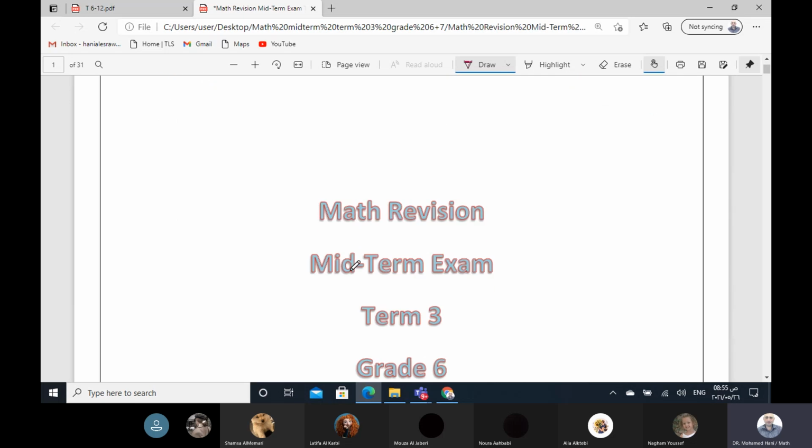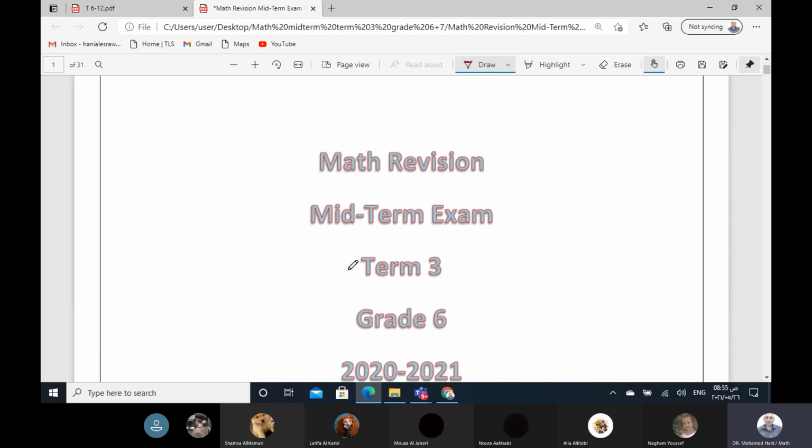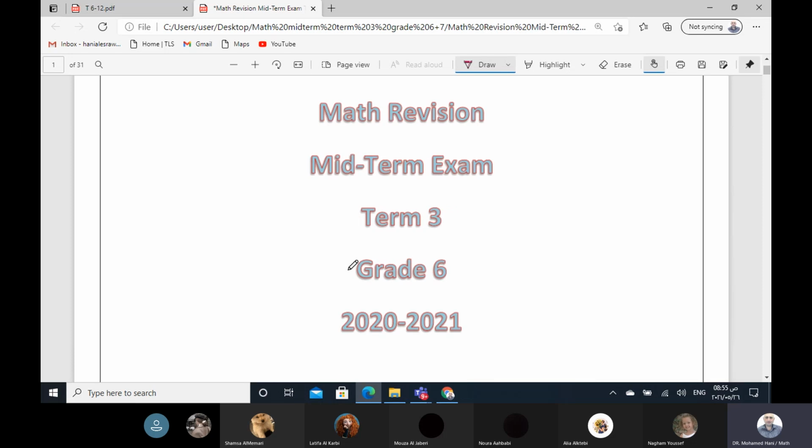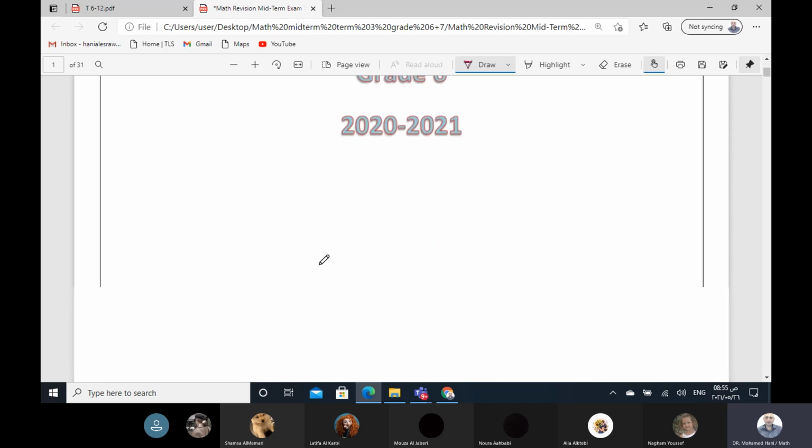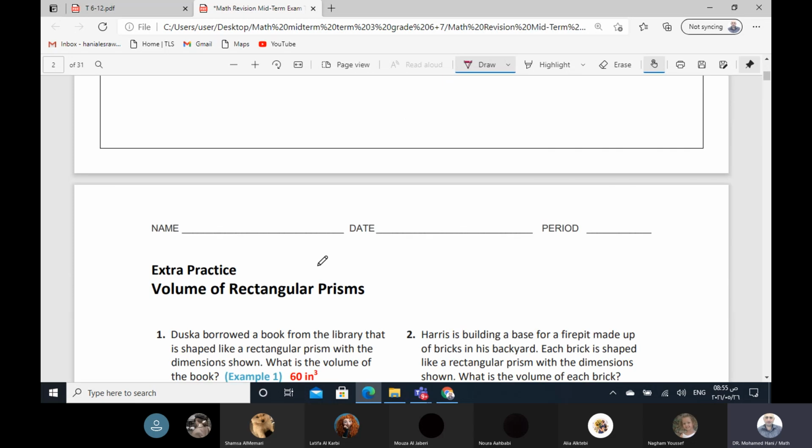Math grade 6. Today we have revision for midterm exam. The required material is just module 9. I want to revise some important issues.